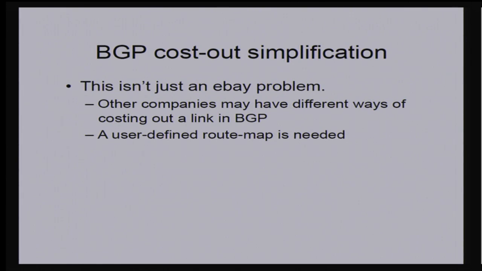So as we thought about this, we said, hey, if we're going to ask vendors to work on this for us, this can't be an eBay-only solution. We use eBGP, we use prepends, but other colleagues may choose different ways of doing it. So we said, if we're going to do this, a user-defined route map is probably the best way of doing it. So we went to our vendors and said, can you build this for us? And we got a number of different responses.